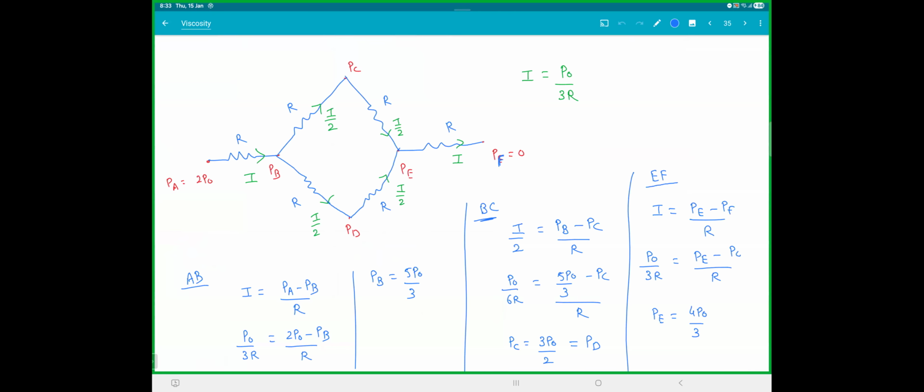So last thing that we did, we started with Poiseuille's equation. Sure, come on everyone. Let's go ahead with one more question and then we'll continue with this. So let's say we have a tank here.